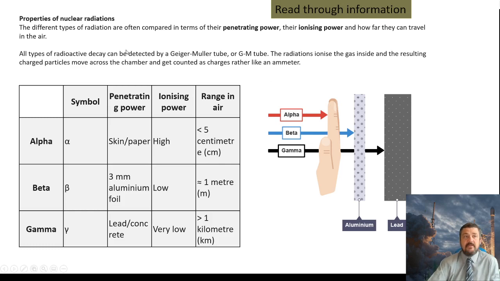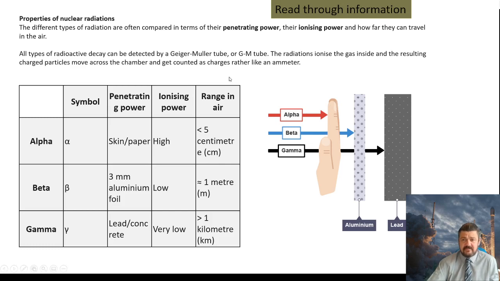So, the different types of radiation are often compared in terms of their penetrating power and their ionizing power, and how far they can travel in the air. All types of radioactive decay can be detected by a Geiger Muller tube or a GM tube. The radiations ionize the gas inside, and the resulting charged particles move across the chamber and get counted as charges, rather like an ammeter. So it's just a way of measuring things. You've probably seen it in films where you hear it click. The faster the clicks, the more radioactive the source is.